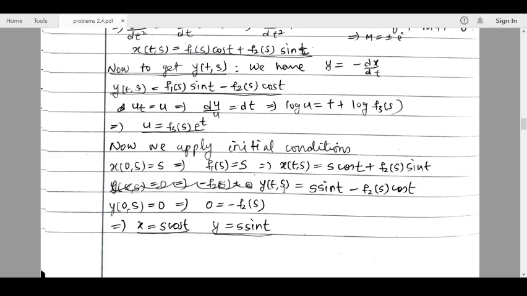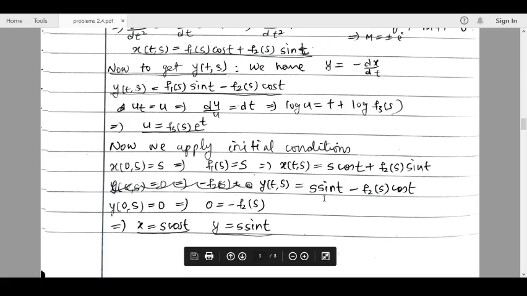Now y we will directly get from here. Also we have y of (t, s) is equal to minus dx by dt. So we have y is equal to s sin t, and we can also use the relation that f1 of s is s. So from here you will get y equal to s sin t minus f2 of s cos t. Now the initial condition is y at (0, s) is equal to 0. So when you put t equal to 0, sin 0 is 0, cos 0 is 1, so you will get 0 equal to minus f2 of s. So f2 of s is 0.